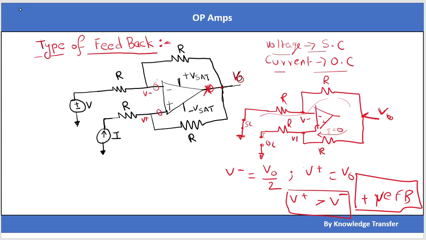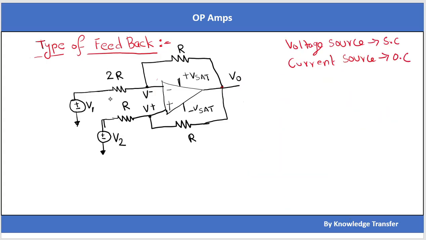Okay, so let's consider one more example. Now let's see what the feedback of this circuit is. Here I have replaced the current source with a voltage source, and this is v2, and here this is v1, and previously this was r, and now it is 2r.